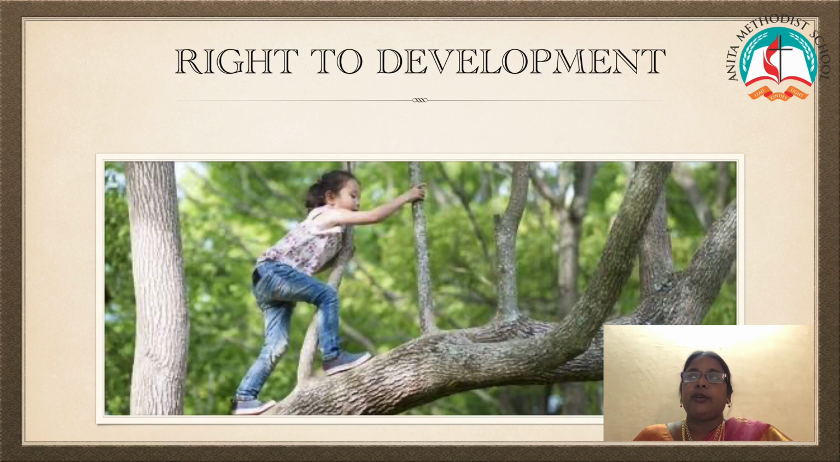Now what is the right to development, children? Every child has the right to go to school and develop life skills, and no one can stop children from getting admission in a government school. Okay, nobody can stop him from getting admission into a government school, and all children below the age of 14, they have the right to go to school, and the government is responsible for providing free education for all.